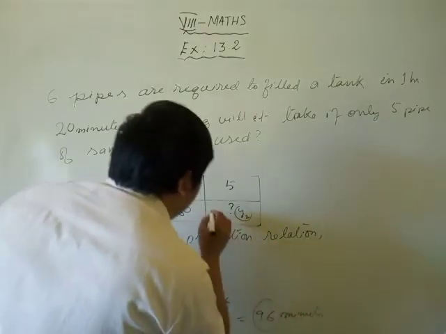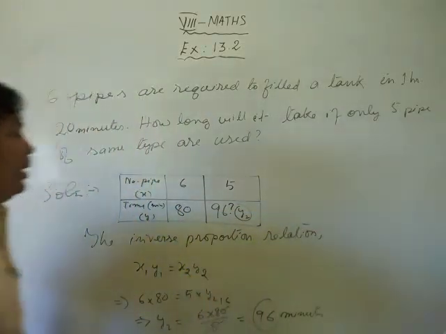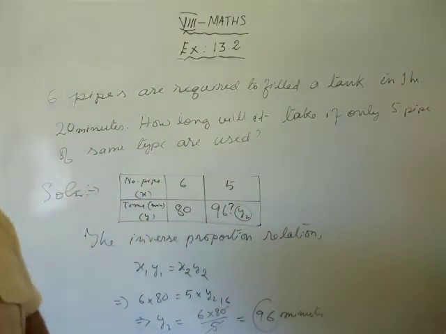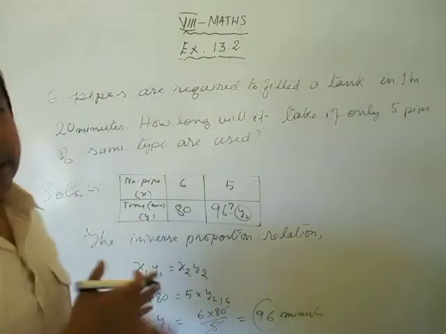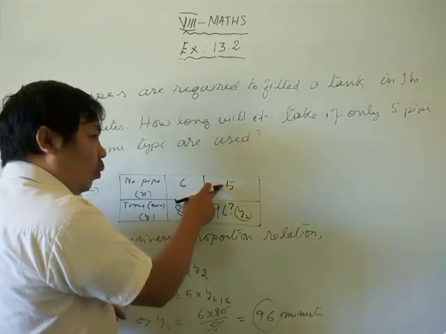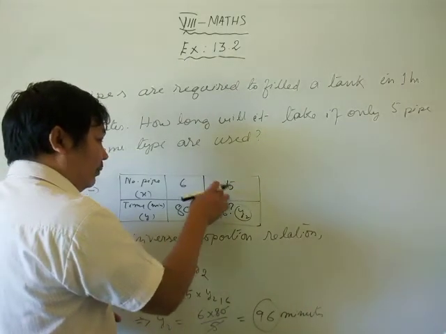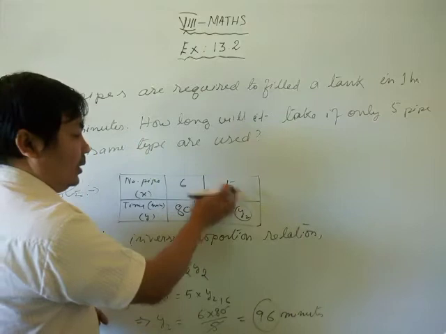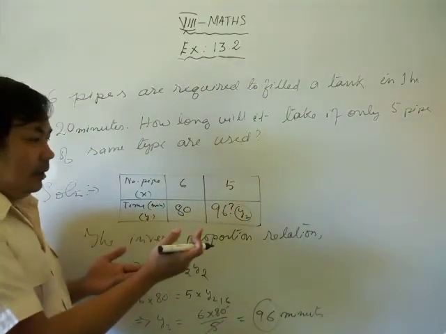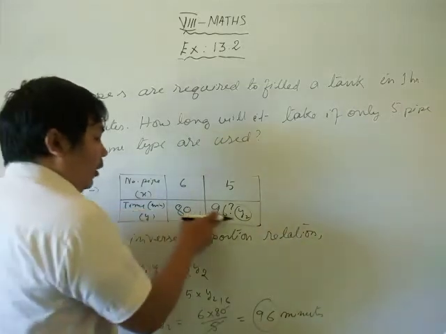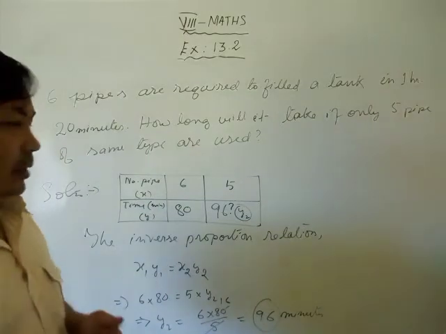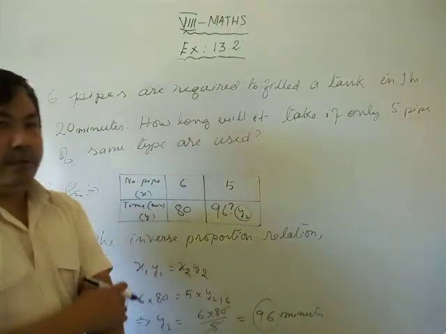So 96 means that the time taken by 5 pipes to fill the tank is 96 minutes. So you see here, when the value of x is decreased, then the value of y increases. Or when the value of y is increased, the value of x is decreased. This is called inverse proportion.